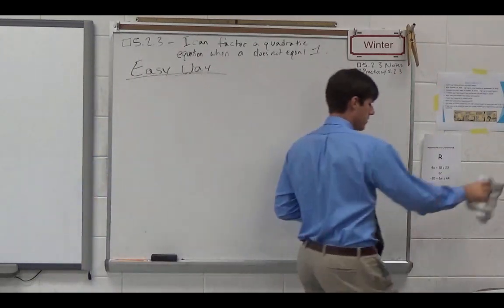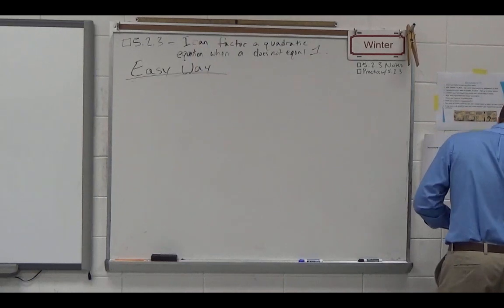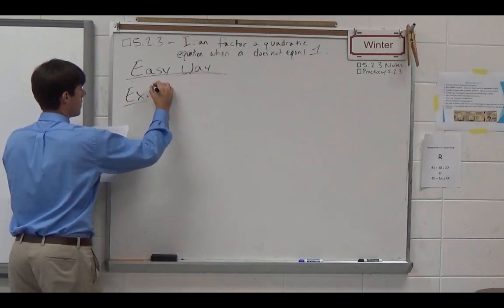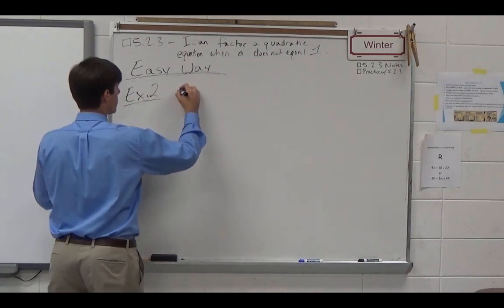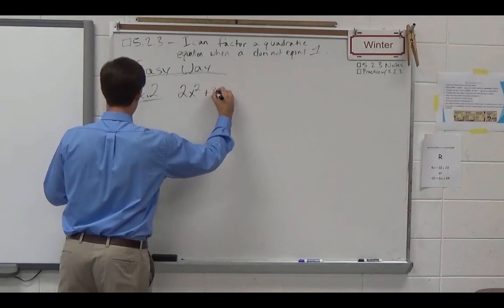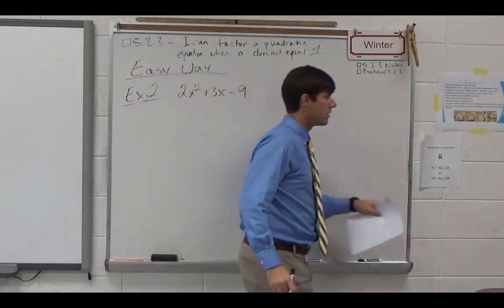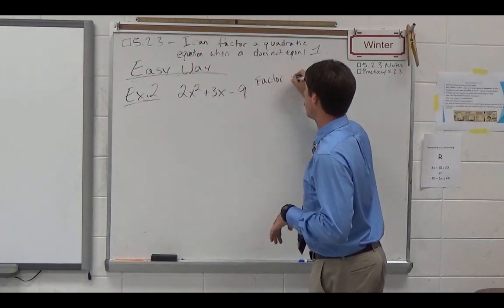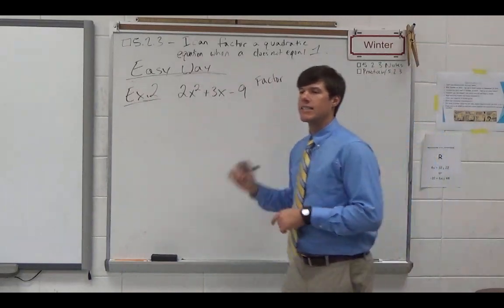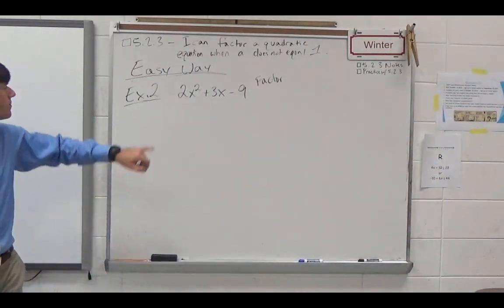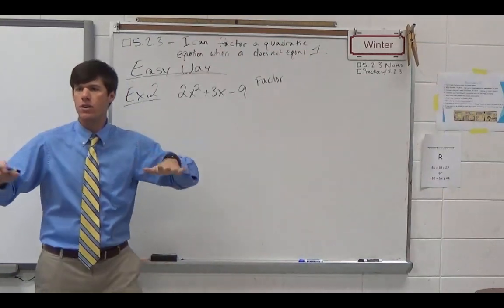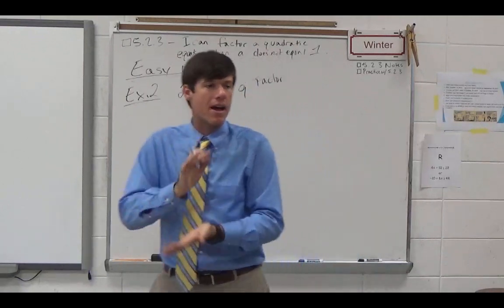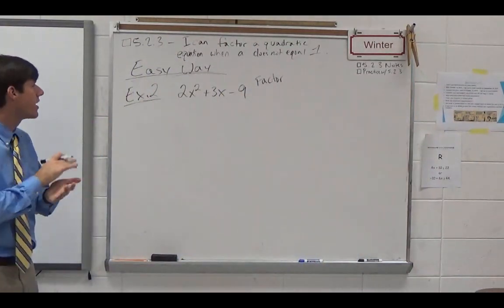So, example 2. Example 2 looks like this. We've got 2x squared plus 3x minus 9, and we've got to factor this. Okay? So I look, I say, is there a GCF? 2, 3, and -9. No. They have nothing in common at all. So I use the easy way method when a is greater than 1, when a does not equal 1.